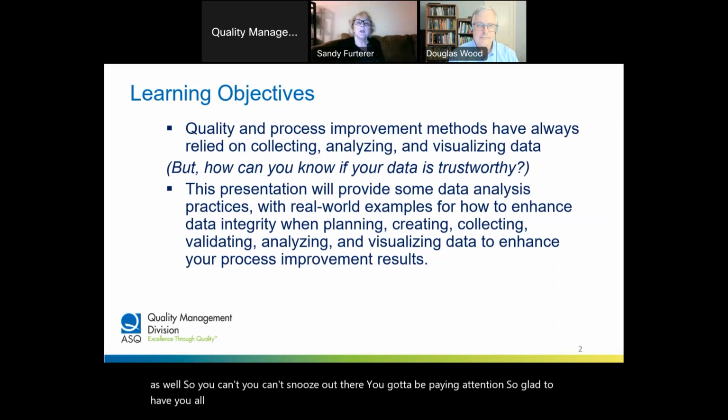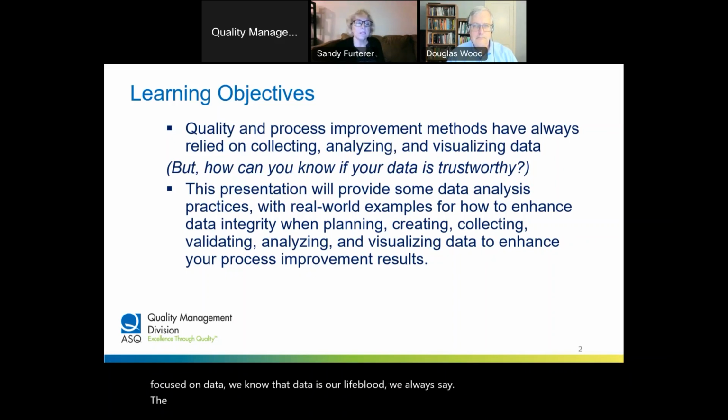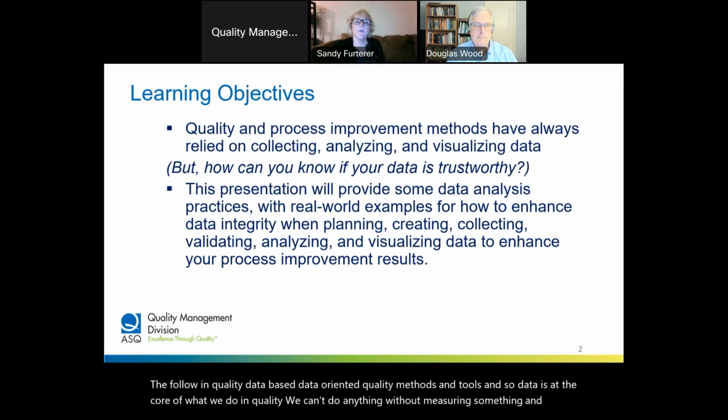So our objectives for our learning tonight are to continue our effort at helping to understand some quality and process improvement methods, and this one is focused on data. We know that data is our lifeblood. We always say we follow data-based, data-oriented quality methods and tools. And so data is at the core of what we do in quality. We can't do anything without measuring something and without presenting those results.